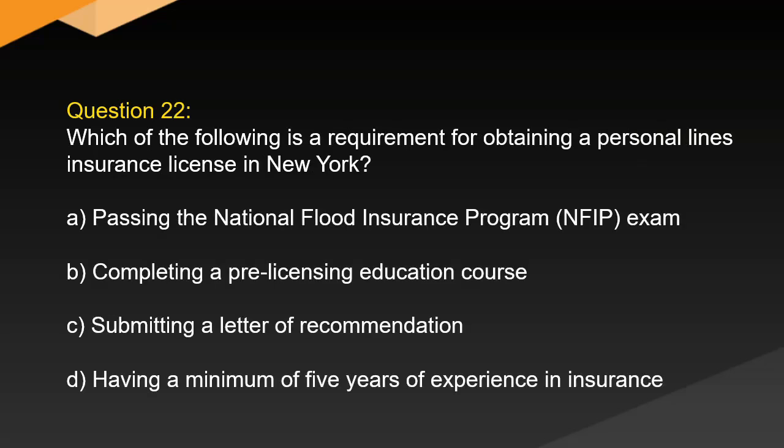Question 22. Which of the following is a requirement for obtaining a personal lines insurance license in New York? A. Passing the National Flood Insurance Program NFIP exam. B. Completing a pre-licensing education course. C. Submitting a letter of recommendation. D. Having a minimum of 5 years of experience in insurance.